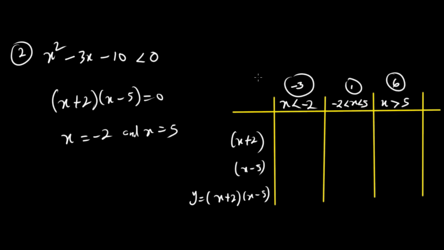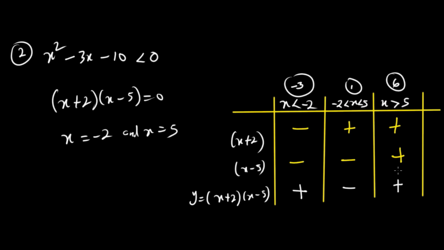If you substitute negative 3 into x plus 2, we have negative 3 plus 2, that is going to be negative. And if you substitute 1, 1 plus 2 is 3, that's positive. And if you substitute 6, that's going to be positive also. For x minus 5, if you substitute negative 3, we have negative 3 minus 5, that's going to be negative 8. If you substitute 1, 1 minus 5 is negative 4. And putting 6, we have positive. So you simply find the product of these signs. We have positive here, negative, and positive over here.